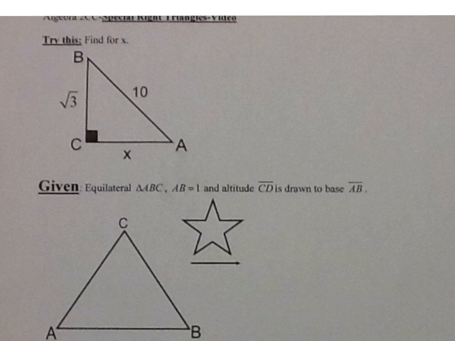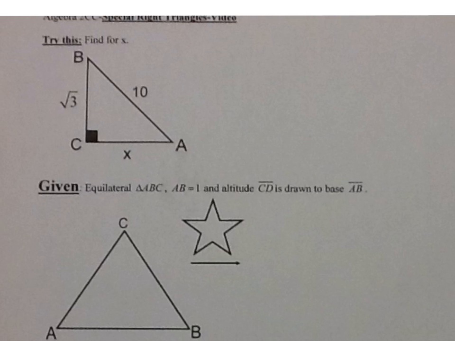Okay, so what we're going to be talking about today are special right triangles. All right, so let's take a look at the do now. So I have this right triangle, and it says to find x. Since it is a right triangle, and I have two sides of the right triangle, and I'm looking for the third side, we could use the Pythagorean theorem.